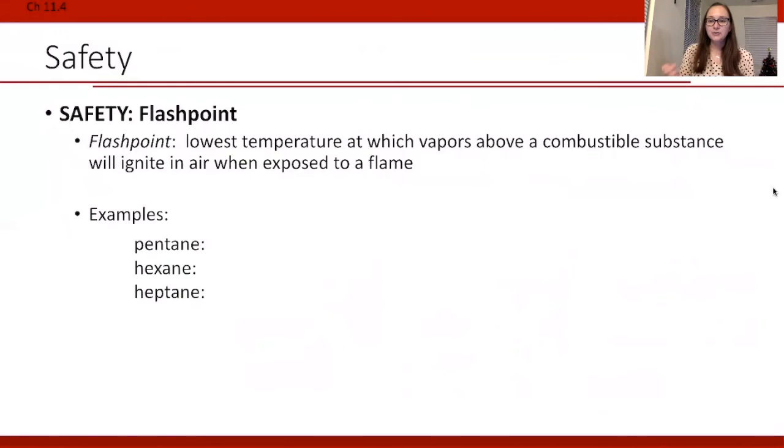And this flash point is at what temperature the flame is required on the gases above that material to set everything on fire, pretty much to blow it up. So, for example, pentane's flash point is at negative 49 degrees Celsius. So pretty much, even any kind of flame at all is going to set pentane on fire.